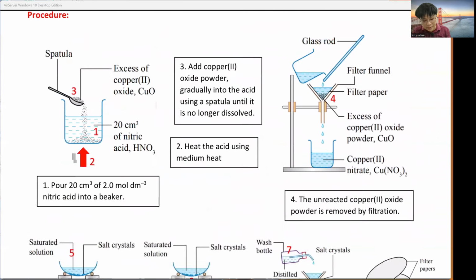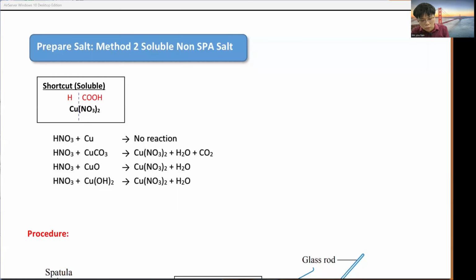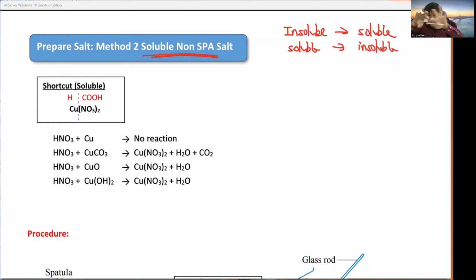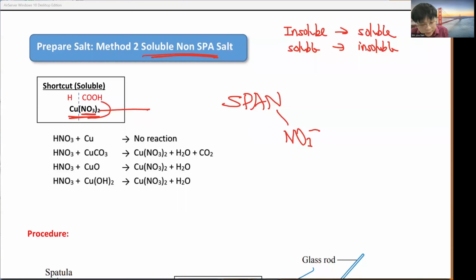Then we go to the second method, which is to prepare a soluble salt. You see, the idea is very simple. To prepare insoluble, we use soluble. Now, when I want to prepare soluble, I must use insoluble, because soluble and insoluble can be easily separated. So what we do next is prepare a soluble salt. How do you know this is a soluble salt? Because here there is nitrate, and nitrate is soluble.